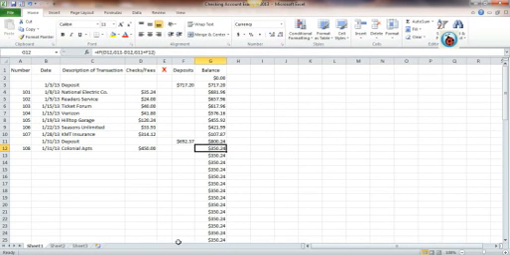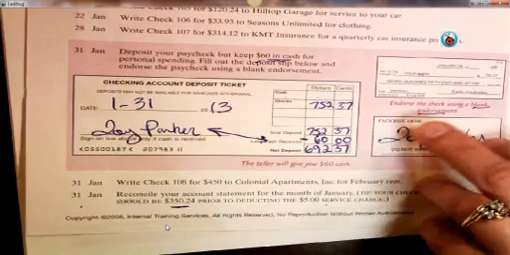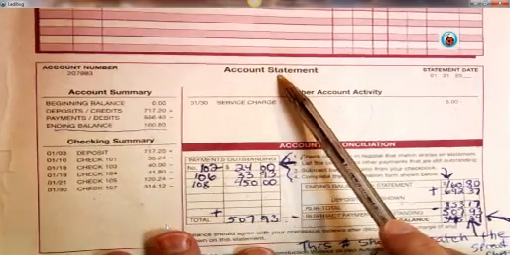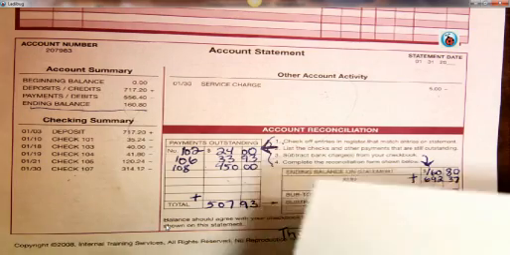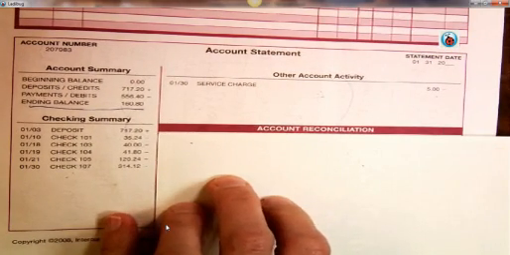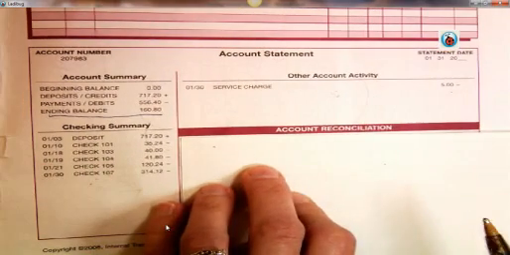So to reconcile your bank statement, what you do is you look in your booklet on page 3 and find where it says account statement. It's at the bottom of page 3. Now this one's already been filled in, so you're not going to want to write that down just yet. I'm going to cover it up down here, the reconciliation part.